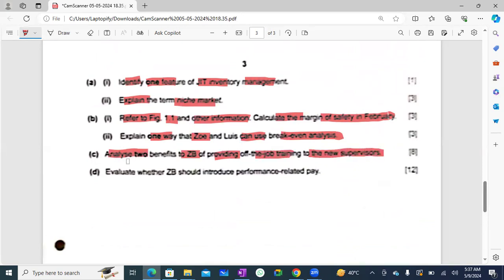So we have to analyze the two benefits. If ZB provides off-the-job training to the new supervisors, what type of benefits would ZB have in future? And the D part is to evaluate whether ZB should introduce performance related pay. It means that we have to support this view and we have to negate this view. We will be writing pros and cons for performance related pay, and at the end we will be concluding our answer, but in context.